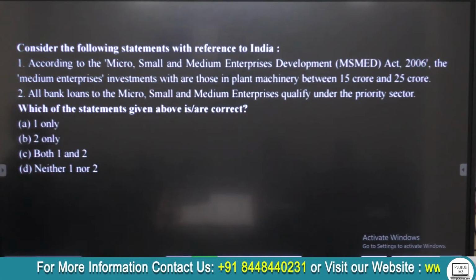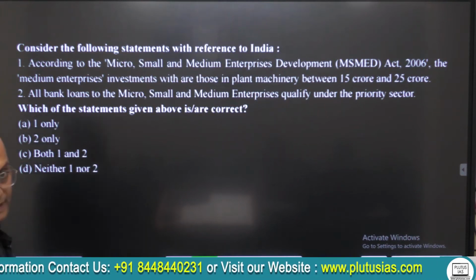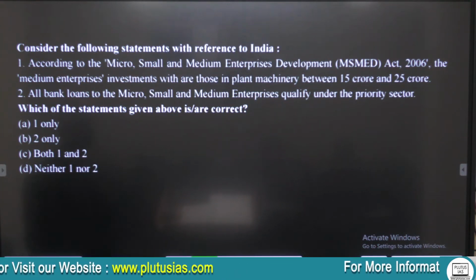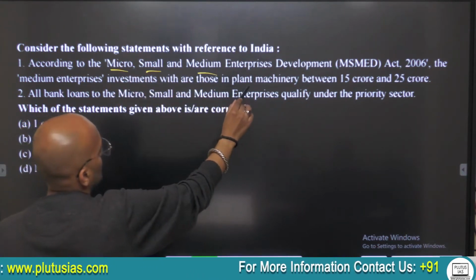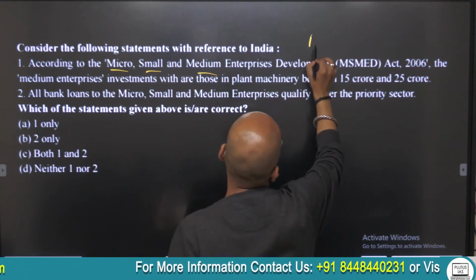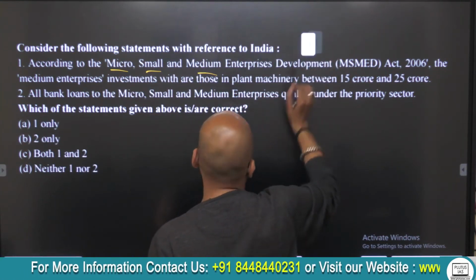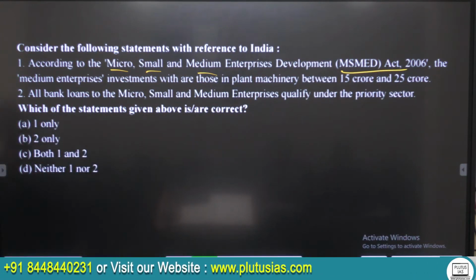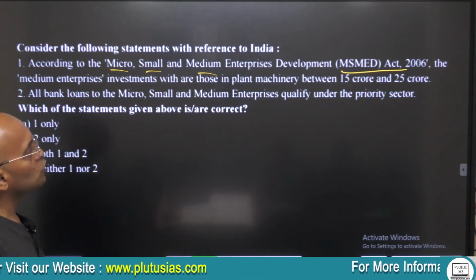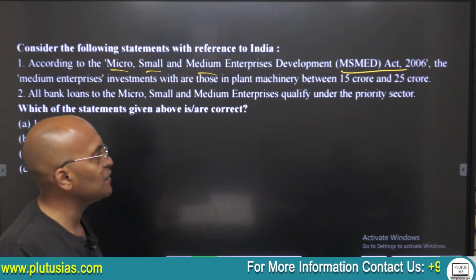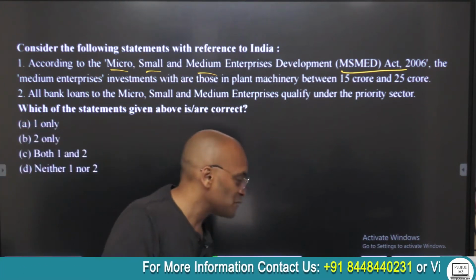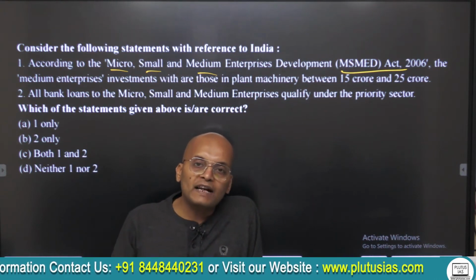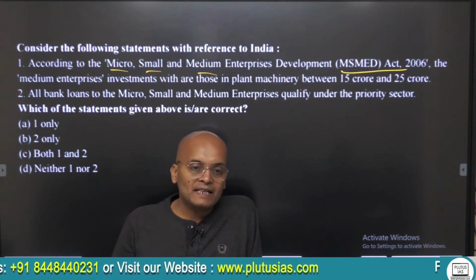Next, consider the following. Now, priority sector lending. Consider the following statements with reference to India. According to the Micro, Small and Medium Enterprises Development Act, it is talking about the MSME Development Act, mentioned here, 2006. The medium enterprises investment, which are those in plant and machinery, between 15 crore and 25 crore. So it is saying, what is the limit for an industry to be counted as a medium scale industry?